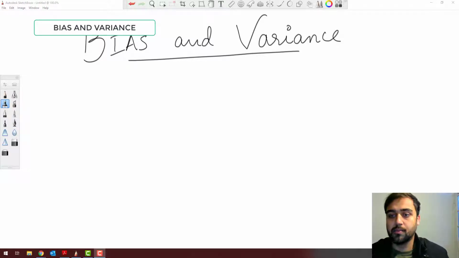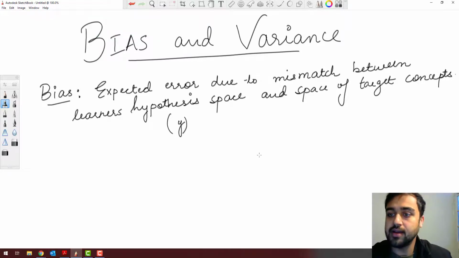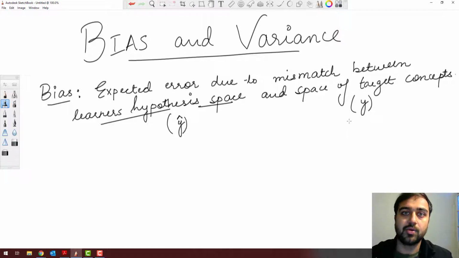So before discussing what bias and variance are, let's discuss what they mean and what their definitions are. Bias is basically defined as our expected error due to the mismatch between the learner's hypothesis space and the space of target concepts, right? The learner's hypothesis space is y hat, because this is the output of our model, and the space of target concepts is y, that is the target values that we want to achieve.